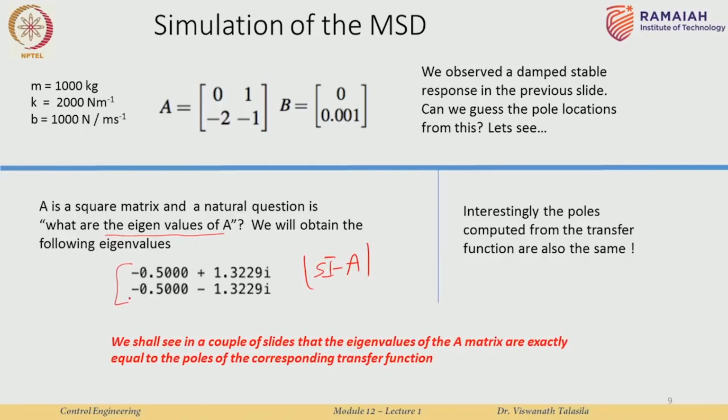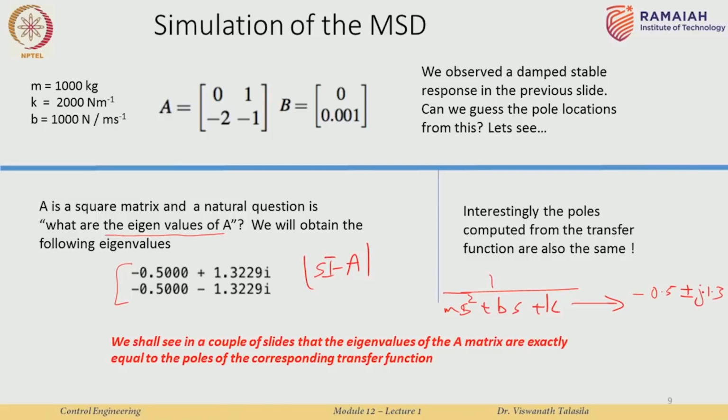and when you do this, you see that the eigenvalues are essentially this. And for the same system, if you look at the transfer function, which is 1 over ms squared plus bs plus k, and you compute the poles of this transfer function, you will get exactly the same values as the eigenvalues. Okay. So, you get minus 0.5 plus or minus j 1.3229, all right.